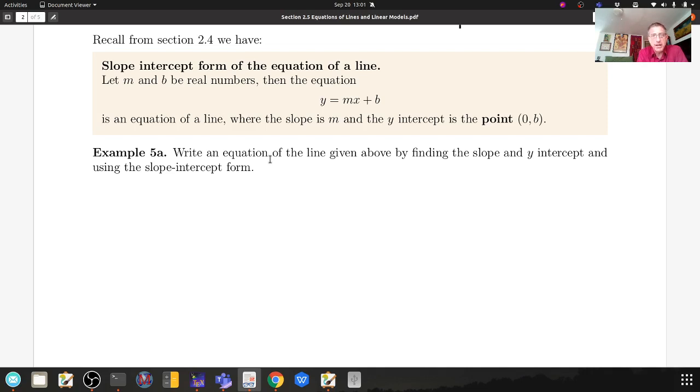The only lines that do not have a slope are vertical lines, and their slope is simply undefined. So let m and b be real numbers, then the equation y is equal to mx plus b is an equation of a line where the slope is m and the y-intercept is the point (0, b). So just some things to talk about here. The y-intercept is a point.